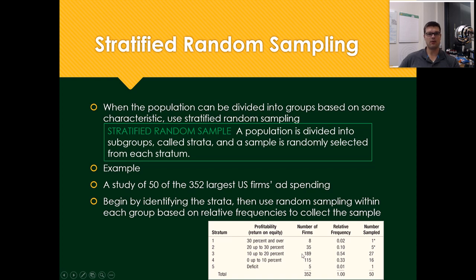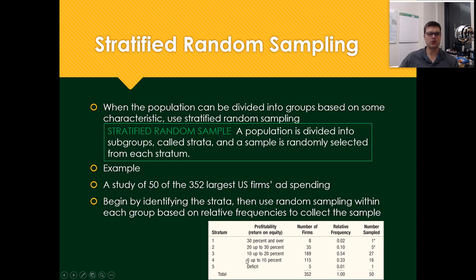And so when you're sampling, you take a percentage of the total number of individuals that are in that strata. So right here we have 5 strata. In the first strata there are 8 firms, and notice they pulled 1 person from the first strata. They also only pulled 1 person from the 5th strata.